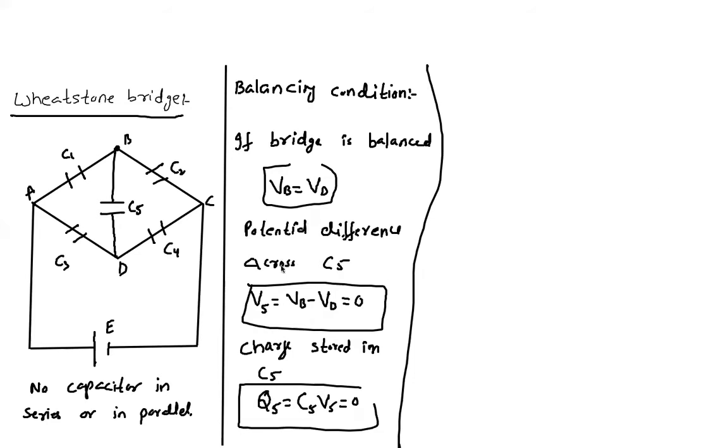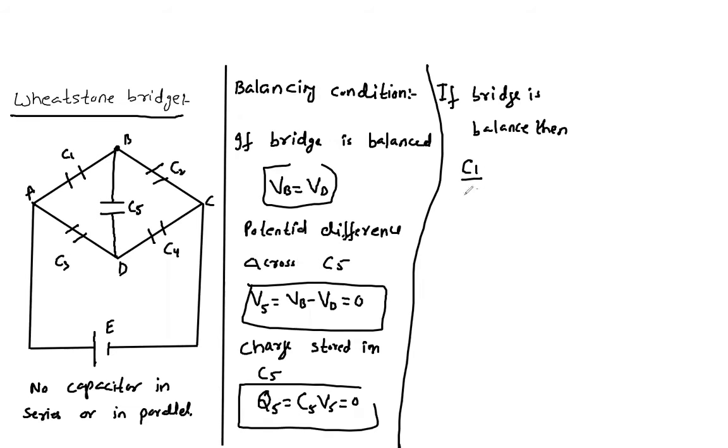But the issue is, how would you identify whether potentials are the same or not? This is fine, the balancing condition means potential at B is equal to potential at D, potential difference is 0, charge stored in C5 is 0. But the question is, how would you identify whether your Wheatstone bridge is balanced or not? To identify this, we use a simple case. If the bridge is balanced, then using all these conditions, we can derive this.